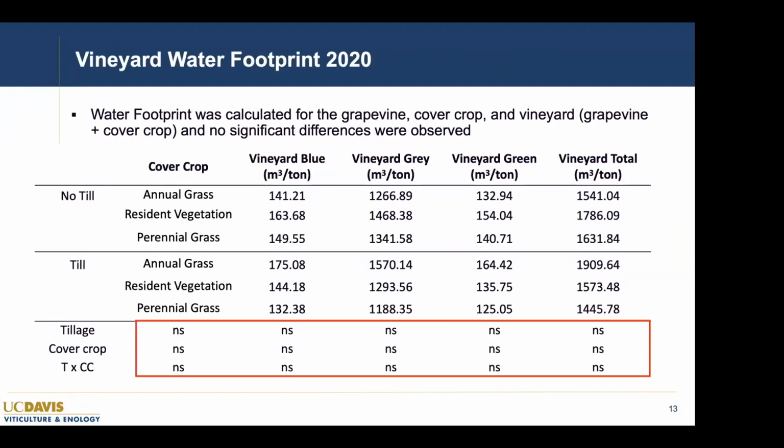So to look at that even further, we calculated water footprint, which is defined as the volume of irrigation water used per unit yield produced. And it's a useful indicator of total water used for production.